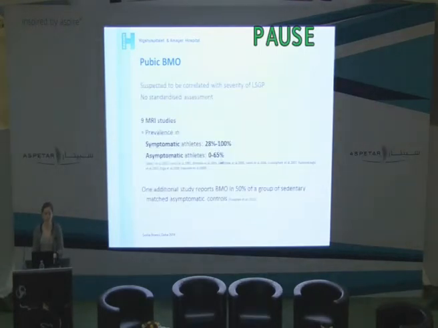So pubic bone marrow edema has been the subject of considerable interest in several studies because its presence has been suspected to be correlating with the severity of long-standing groin pain. And 9 MRI studies have reported pubic BMO, and they've reported prevalence of pubic BMO in between 28 to 100% of symptomatic athletes. And in studies that have also included asymptomatic athletes, they have found pubic bone marrow edema in up to 65% of those asymptomatic subjects. So this really raises the question of what is the significance of this finding.